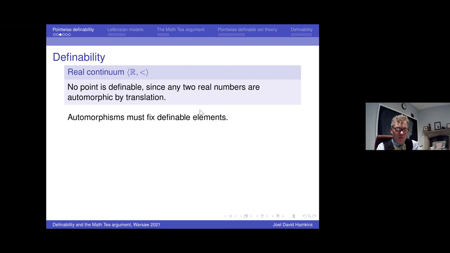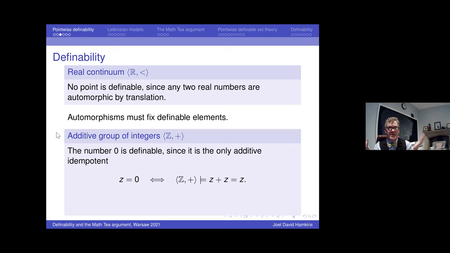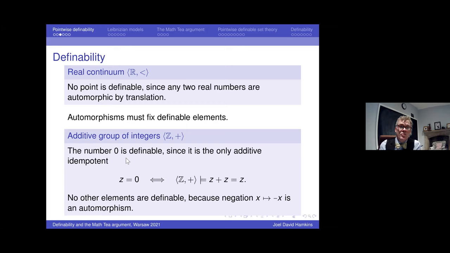Here's another simple example, the additive group of integers. If I have the integers with plus, then of course I can define the number zero. It's the additive identity. That has a quantifier. It's actually quantifier-free definable as the only additive idempotent. So zero is the only number that when added to itself gives itself back. But it's the only definable number, because negation is an automorphism of this group with itself and it doesn't fix anything except zero. So in the additive structure, only zero is definable.